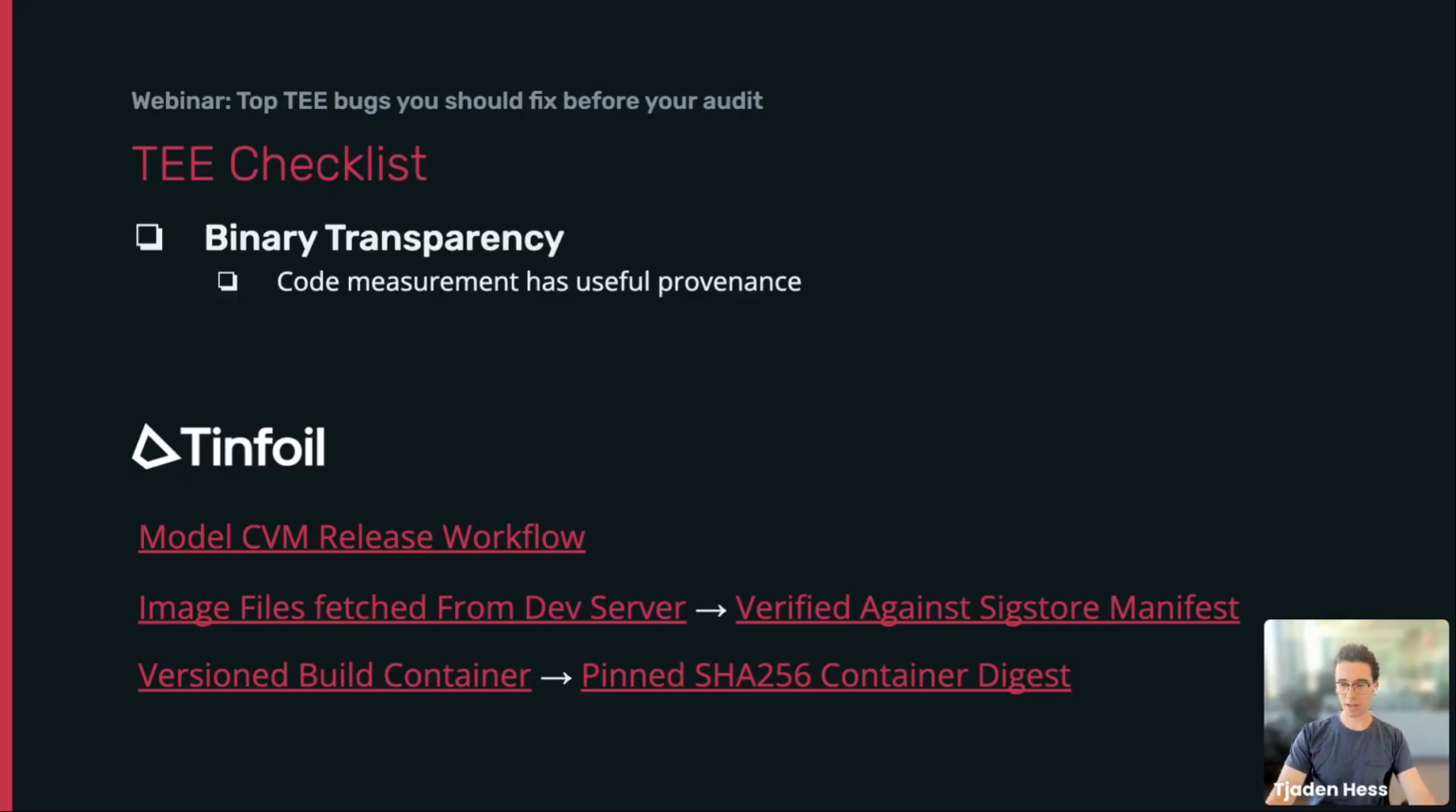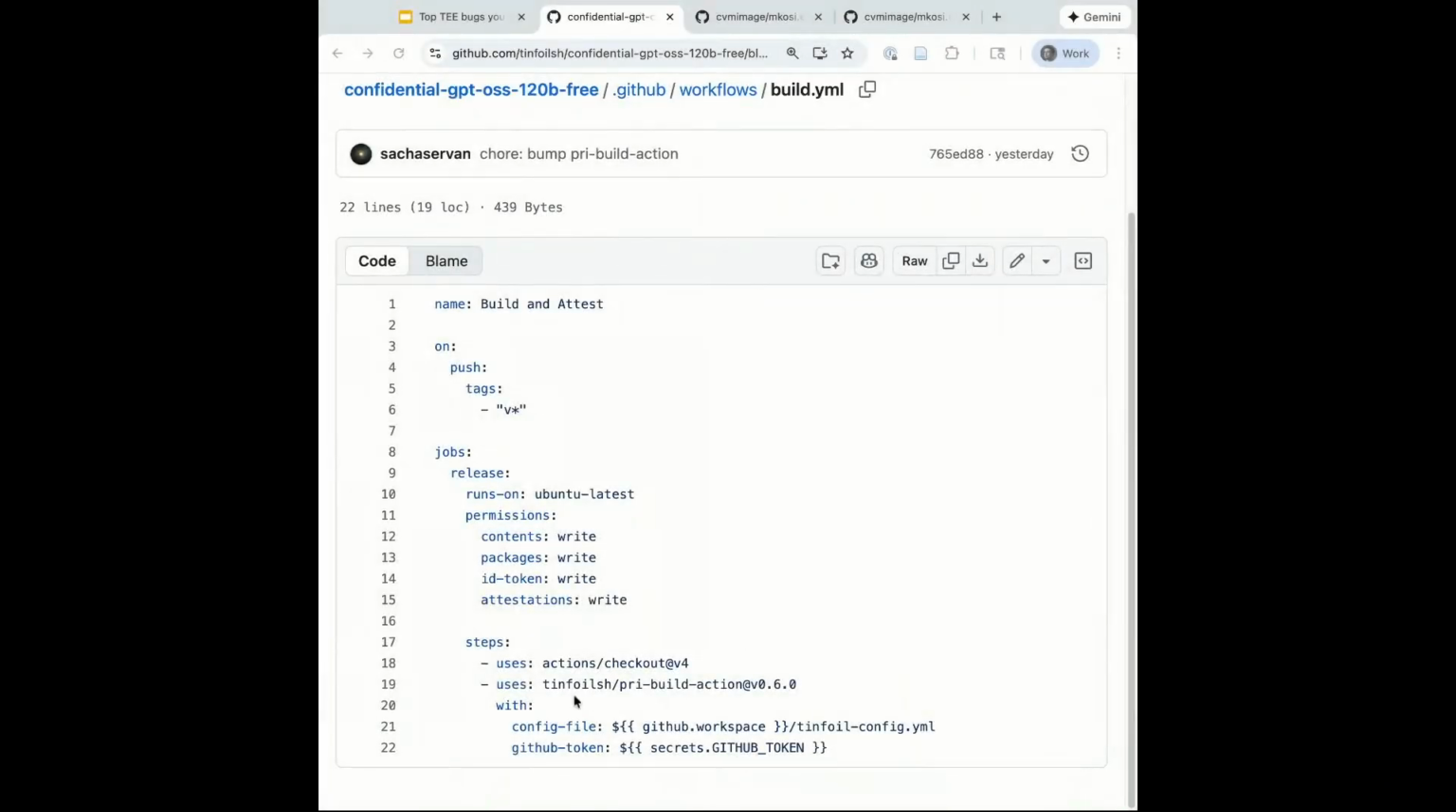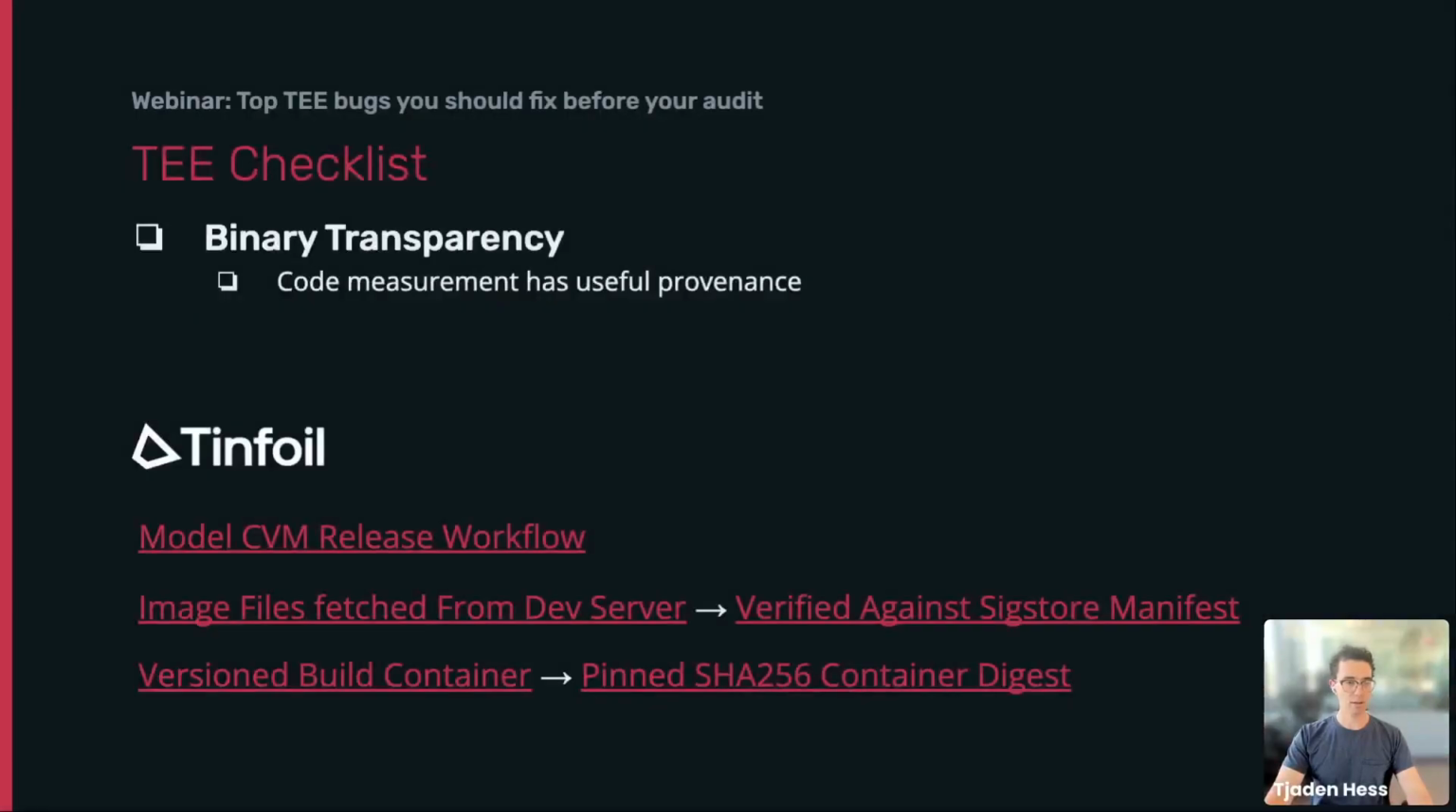The way that Tinfoil does it is that they have a build action in their GitHub repos that runs on push, and it uses this tinfoil-sh private build action repository, which in turn runs a series of code that fetches the build artifacts, compiles them into a bundle, and then measures the results of executing this code in AMD and in Intel.